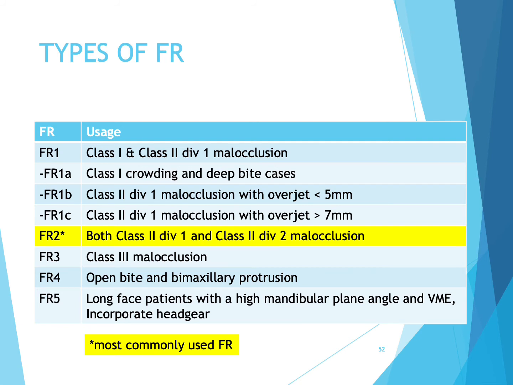FR2 is used for treatment of Class 2 Division 1 and Division 2. FR3 is used for treatment of Class 3. FR4 is used for treatment of open bite and bimaxillary protrusion. FR5 are functional regulators that incorporate headgear. They are indicated in long-faced patients with a high mandibular plane angle and vertical maxillary excess. The FR2 of Frankel is the most commonly used appliance and will therefore be discussed in detail.